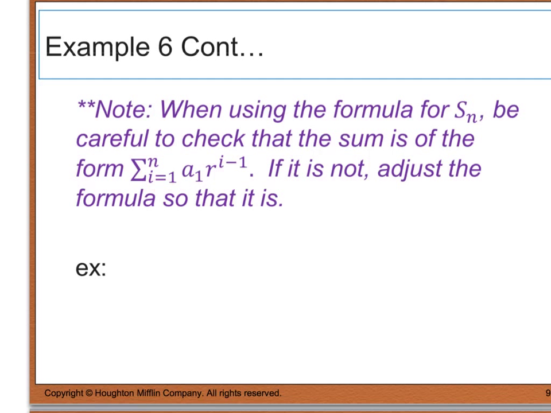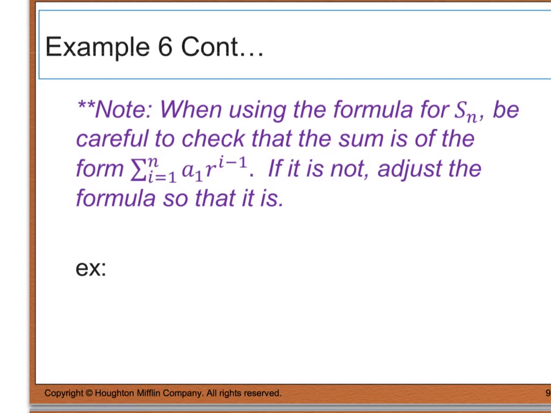Sometimes, if you've noticed in some of your problems, it might not start out at 1, it might start out at a different number. And if it starts out at a different number, then we're going to have to adjust the formula so that we start out at 1, but that might also mean that we have to adjust this n value as well. So let's just look at a quick example.